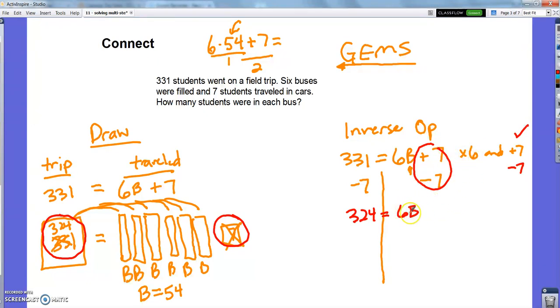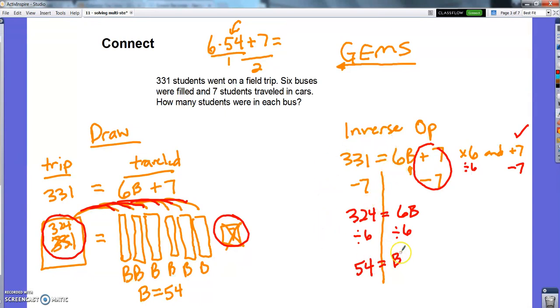So now B is being multiplied by 6. So I'm going to divide by 6 on both sides. And if I do, then B equals, same as over here. That's what I did here, right? I took 324 and I divided it onto 6 buses. I divided it by 6. That's exactly what I'm doing here. And I'm going to get the same answer of 54.